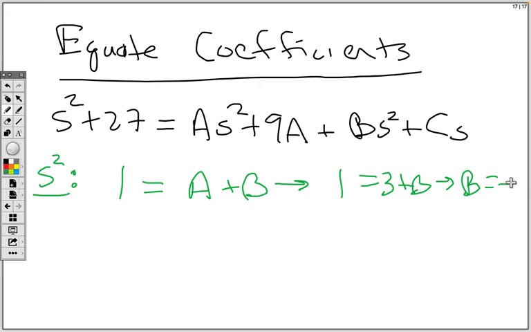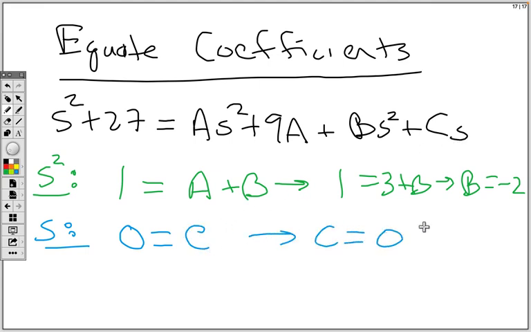-2. I know, the cat's excited about partial fractions. All right, now I look at the s terms. On the left-hand side, there's no s's at all. On the right-hand side, there's just c of them. That tells me c is 0. And then pretty much I'm done.